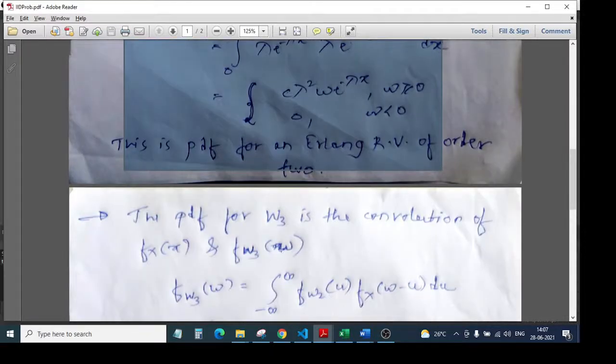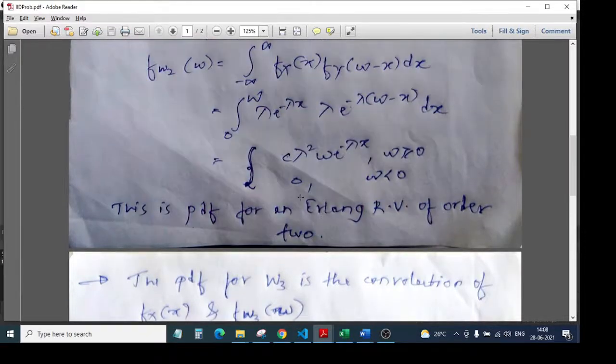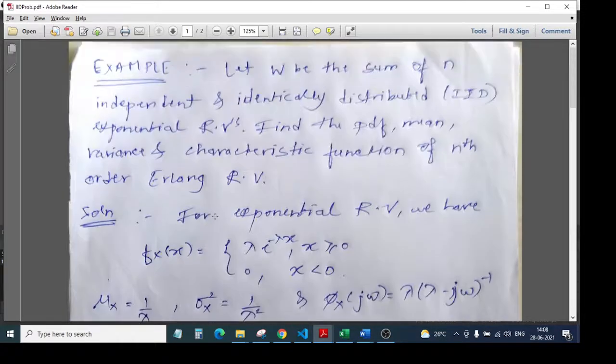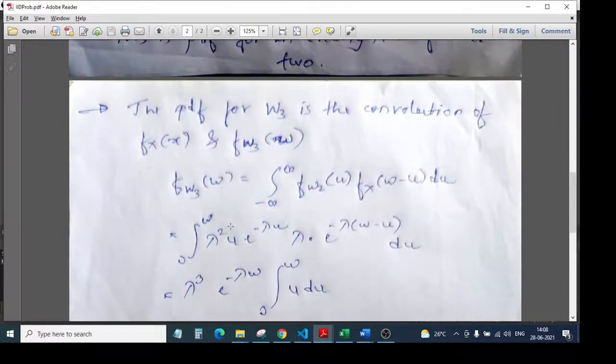Next thing is what now? We know the PDF of the Erlang random variable of order 2, but what is the question they have asked? We need to find it for the nth IID, for n IID random variables. So therefore, next we will try to find it for W3. You can see here W3.